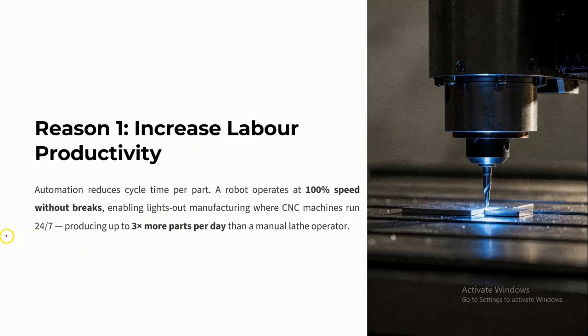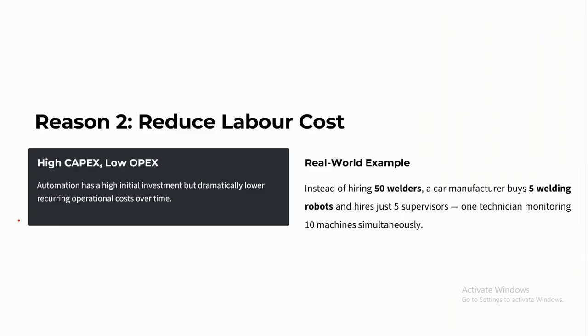If you employ a human being, we need to give breaks or rest, everything like that. But for a machine, we don't need to do anything. So the job goes on in a non-stop continuous way. This is the first reason. Now the next one: reduce the labor cost. We know, if you take an industry which is doing welding, right?